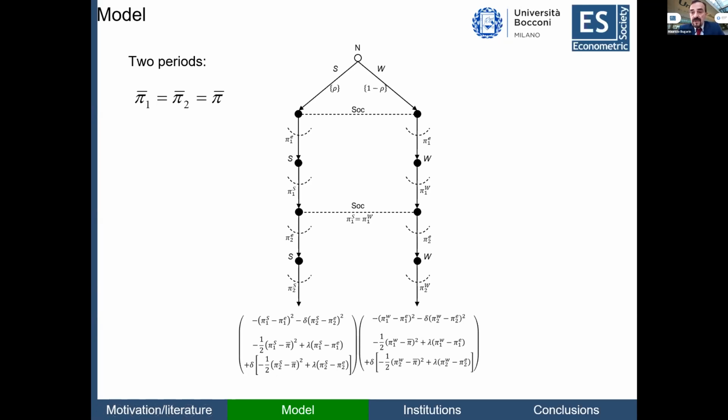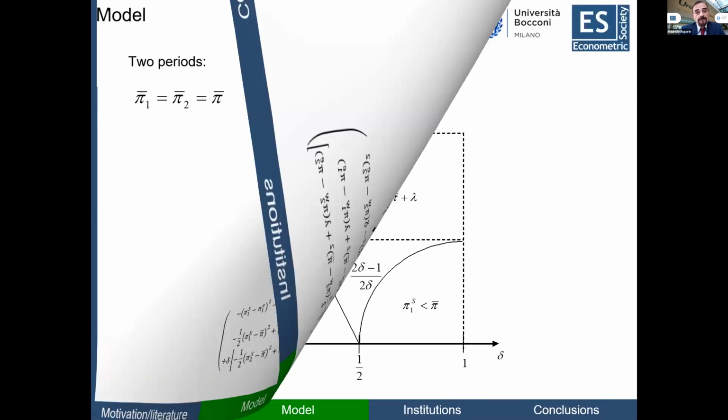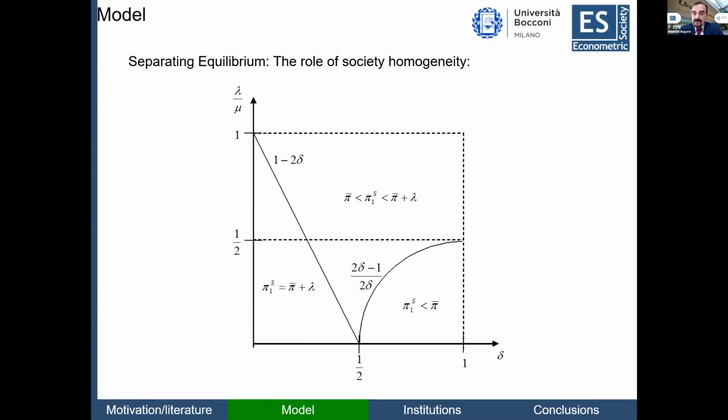And then we solve this problem and apply the refinement of the intuitive criterion to look for both separating equilibria and pooling equilibria. And what we find for the separating equilibria can be resumed or can be explained in this graph here, where... Before you go on, could you possibly just remind us of what the intuitive criterion states?